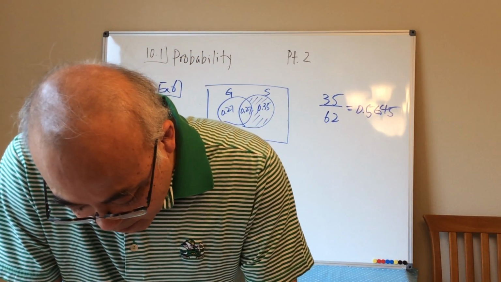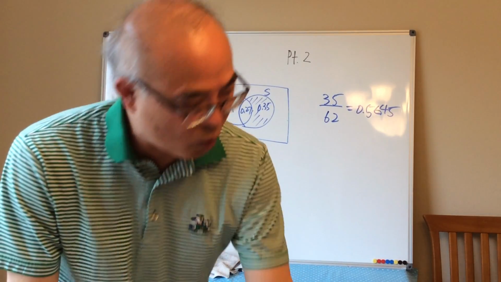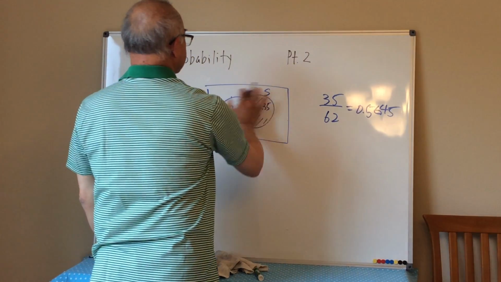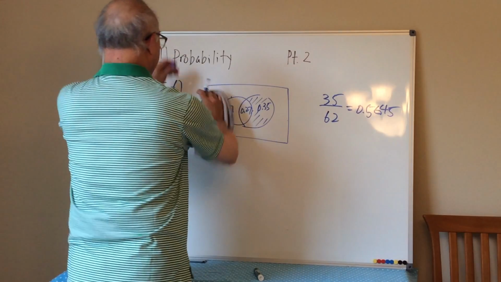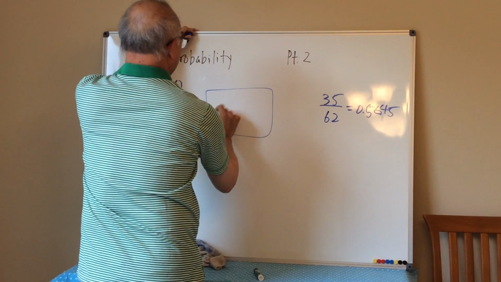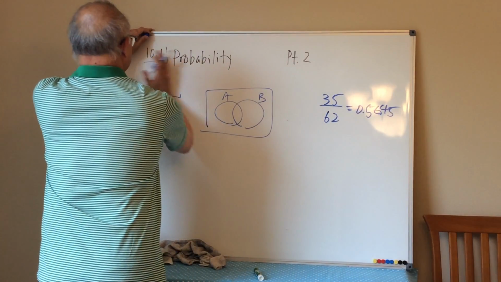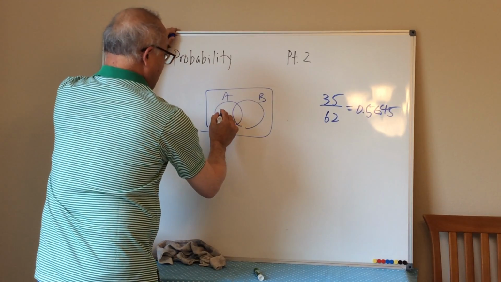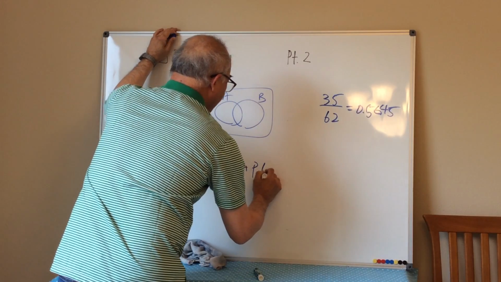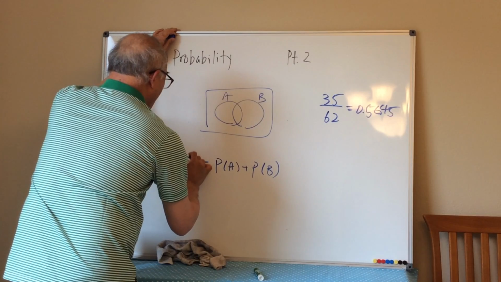For events A and B in the sample space, A or B. Let's go back. A or B is what? So if this is A, and this is B, if I add just the probability of A and the probability of B, is this equal to P(A or B)?